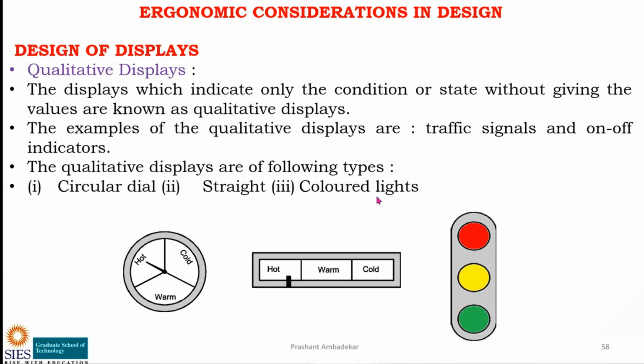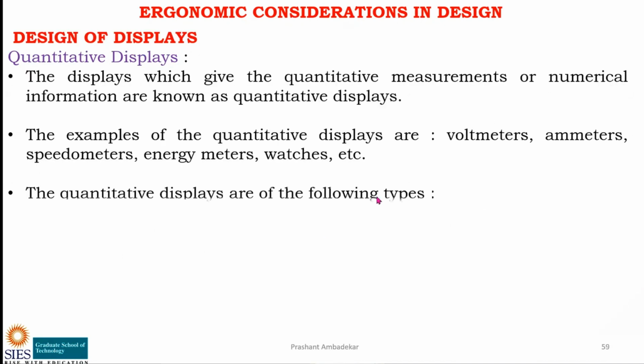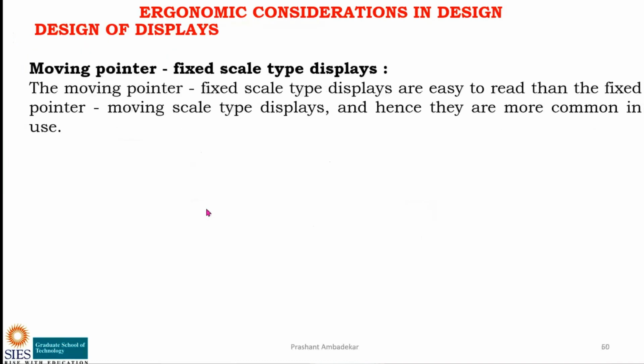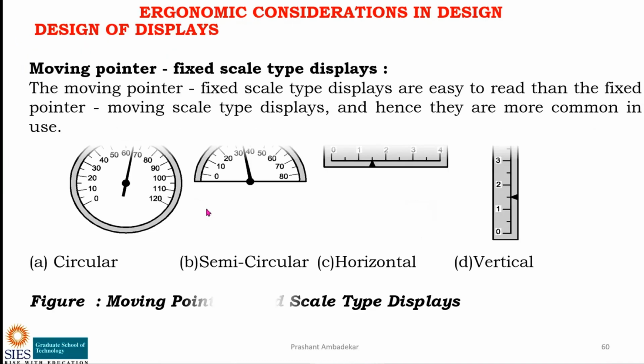Okay, the second type is the quantitative display. So you can see it here, quantitative display, like voltmeter, ammeter, speedometer, energy meter, watches, etc. Here you will get quantitative display, that is you will get in terms of numbers or figures. Again, it is of two types. One is moving pointer, second is fixed pointer but moving scale, and third is the digital display. I will show you the examples of this.